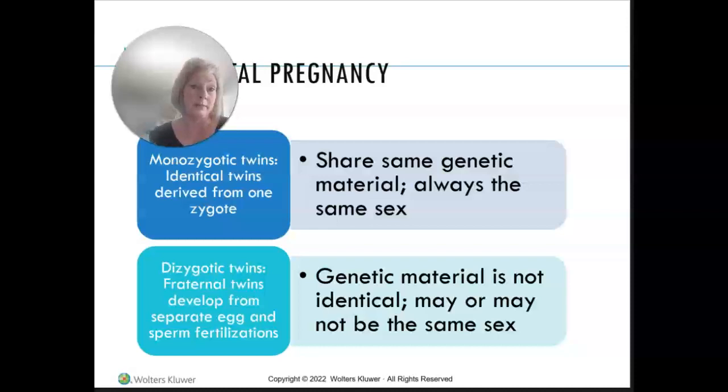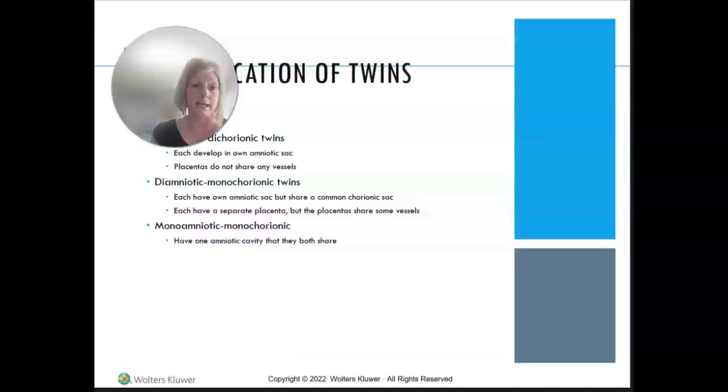Also, moms that have more than one baby. So thinking about what types of twins or what kind of pregnancies we have, we have monozygotic. Monozygotic means one zygote. So these babies started from one cell and they split. They share everything the same. So their genetic makeup will be the same and their sex will be the same. Now, dizygotic twins, these are fraternal twins. They had two different zygotes that got fertilized. They genetically will not be the same and they may not be the same sex.